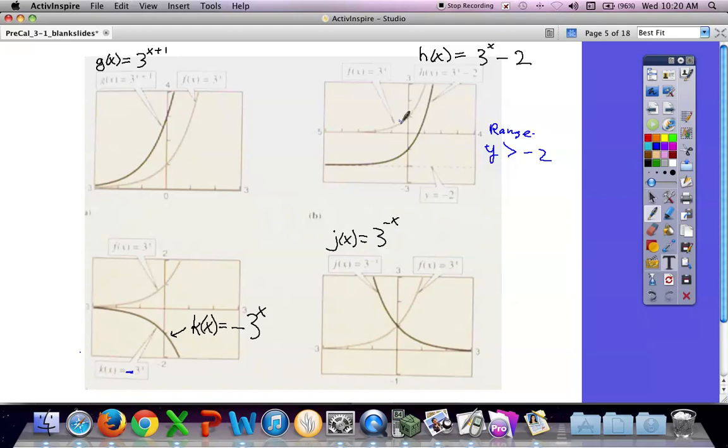No, it's only the vertical, right? This is a vertical translation, down 2. That's what moves the asymptote.